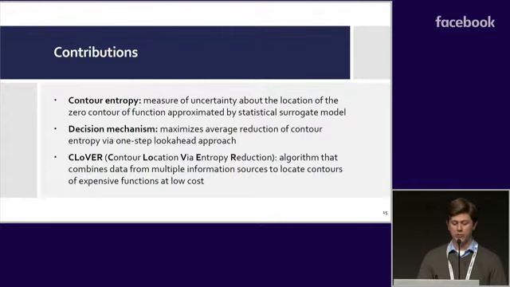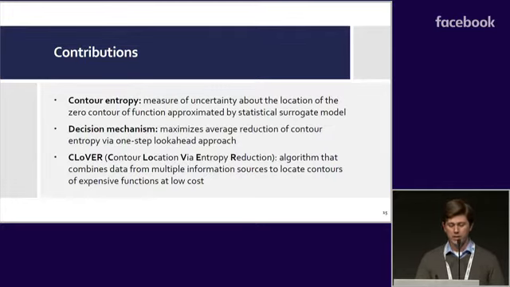The second contribution is a decision mechanism in which we use our Gaussian process surrogate as a generative model to estimate an expected reduction in this contour entropy for a given evaluation. So we use that to estimate what is the evaluation that is going to lead to the most reduction in contour entropy per computational cost. So we select both where in the parameter space to make the evaluation and which model to evaluate it.